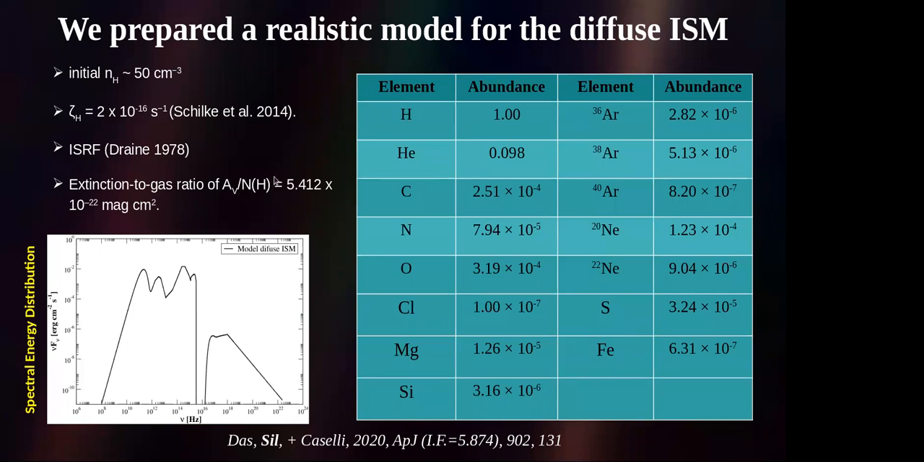For this, we prepared a realistic model for the diffuse ISM, and these are the input physical parameters considered in our model, and these are the initial elemental abundances considered. For the modeling, we used the spectral synthesis code Cloudy, and this is the spectral energy distribution included in our modeling. There is also a huge network of argon, neon, and helium chemistry included in our modeling.